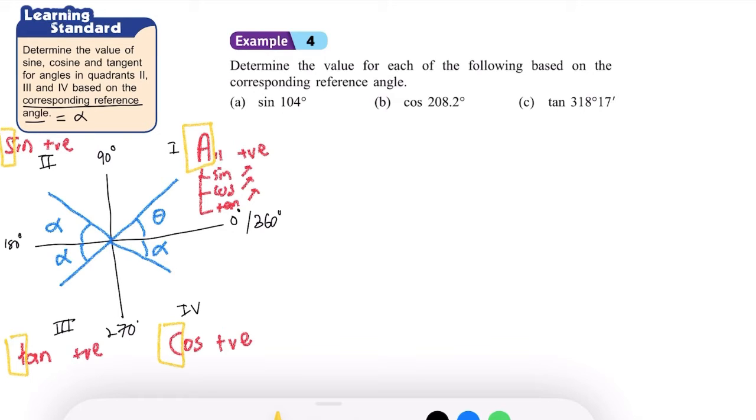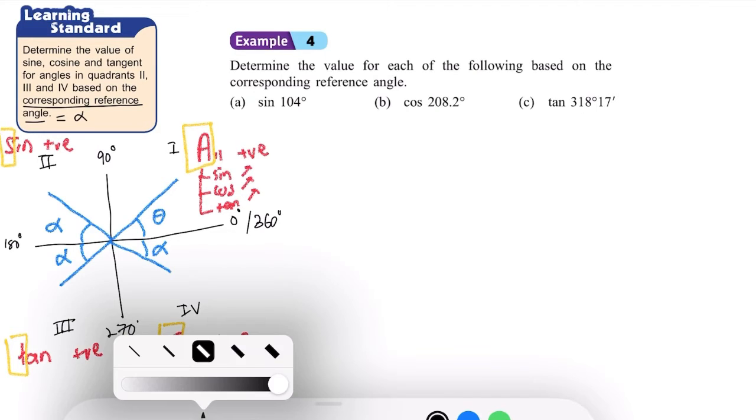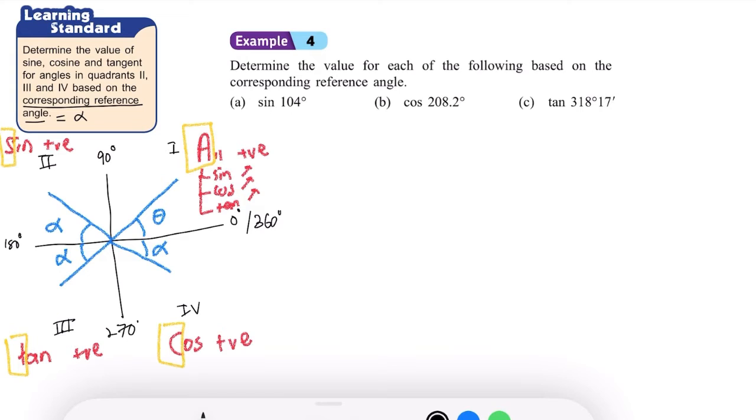Okay, next, let's try example 4A. Example 4A, we want to find the value for sine 104 degree. Obviously 104 degree is more than 90 degree, so we need to use the quadrant.